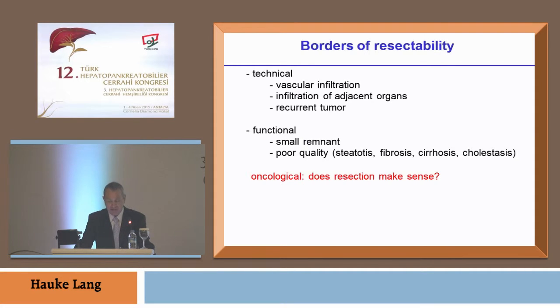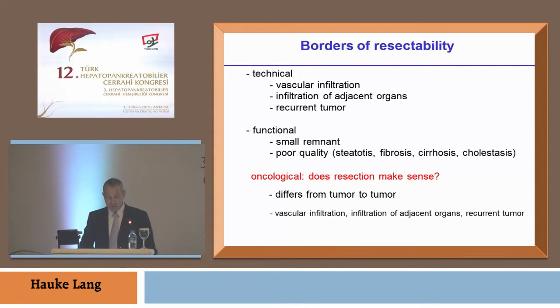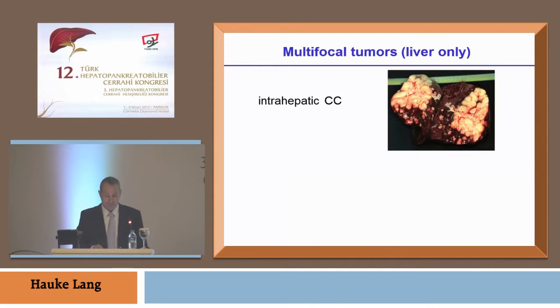And of course, when we think about re-evaluation, it is not the same in each tumor. So it may differ from tumor to tumor. And the question we have to ask every day, even if we can resect, does it make sense oncologically? So this differs from tumor to tumor. And for all the tumors, we have to ask the question, does it make sense to resect if the tumor is invading the vessels or if it is invading other organs? And of course, does it make sense to remove multifocal tumor?